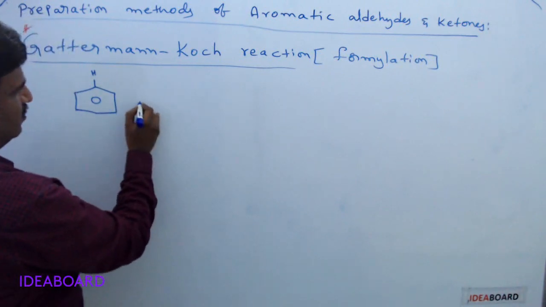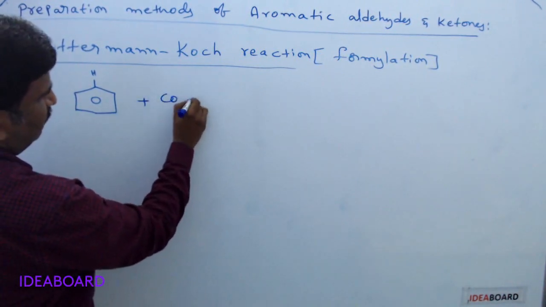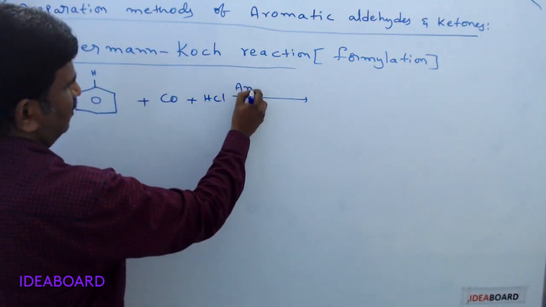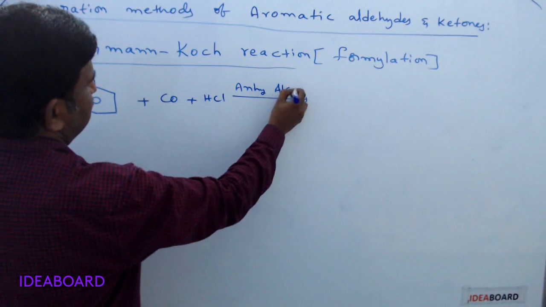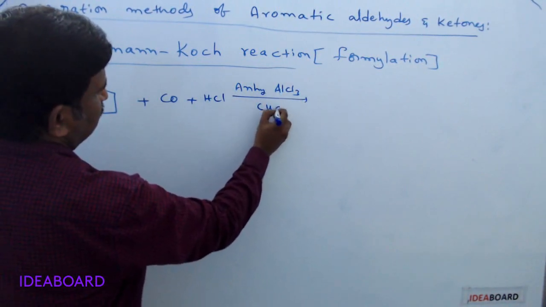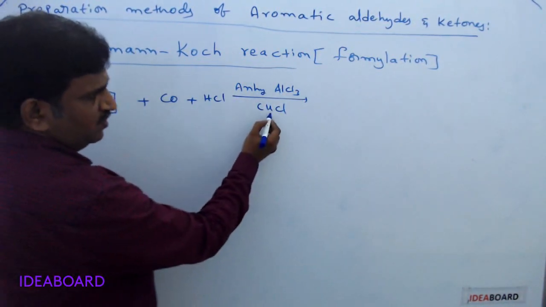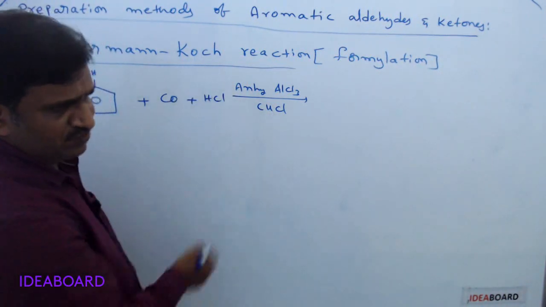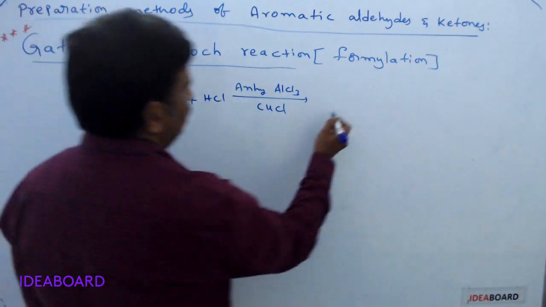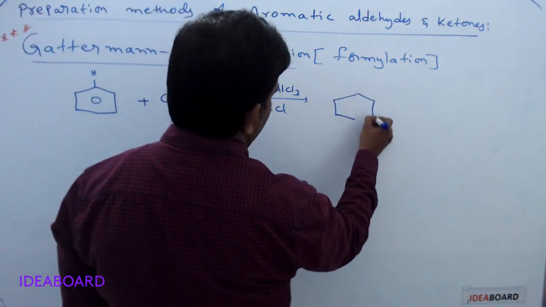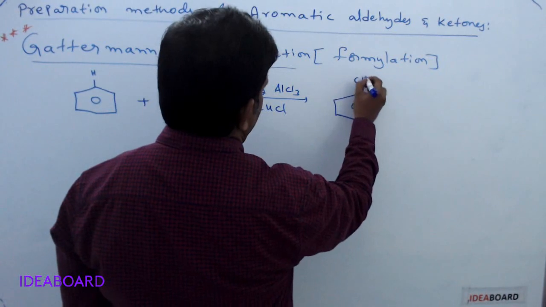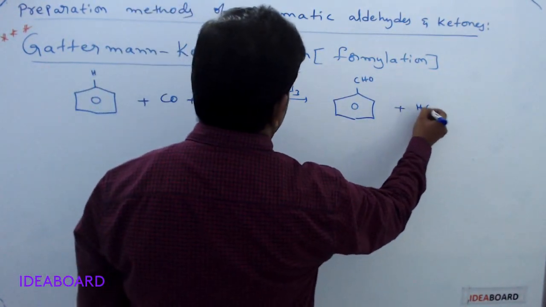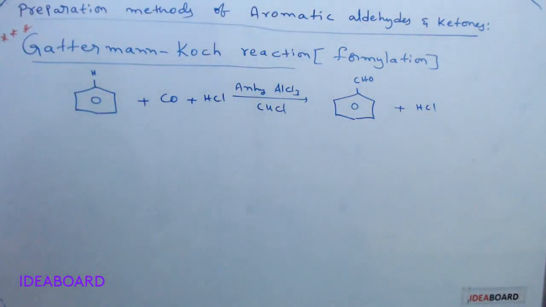Remember this, it is reacting with CO and HCl in the presence of anhydrous AlCl3 and CuCl, or sometimes they may give Cu2Cl2, the dimeric form, cuprous chloride. Then what is formed finally? It gives benzaldehyde. Benzaldehyde plus HCl is formed.